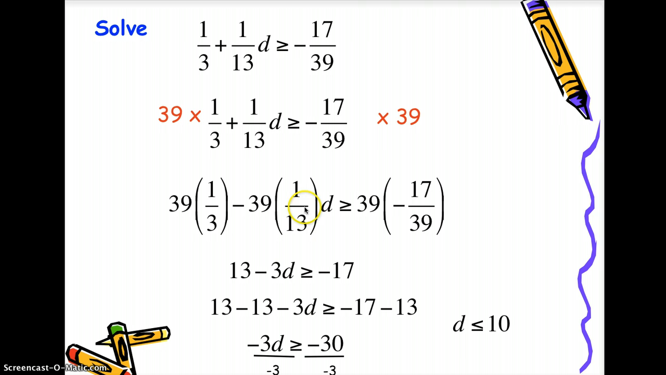Okay, I hope that this is clear, and this is called solving inequalities by clearing fractions. Now move on to your practice sheet and use this strategy to solve inequalities.